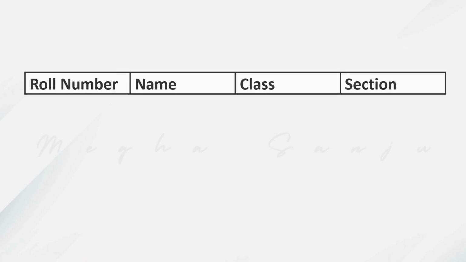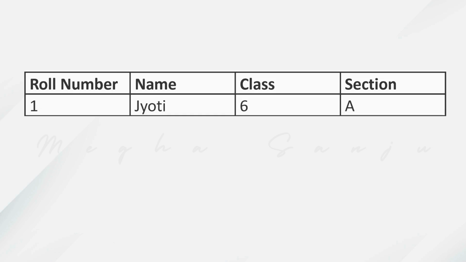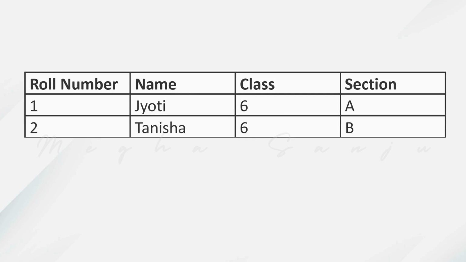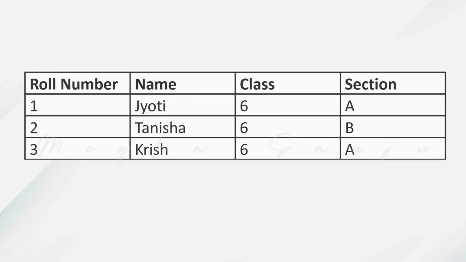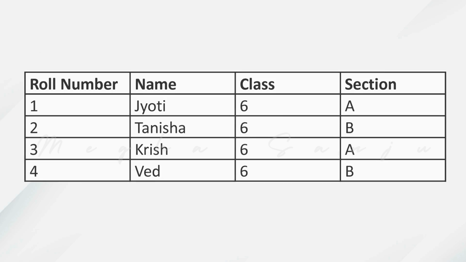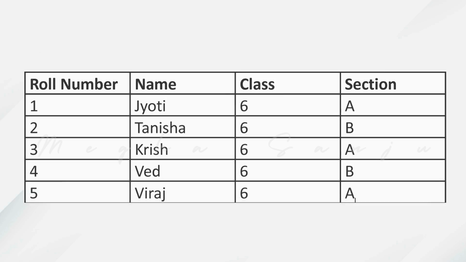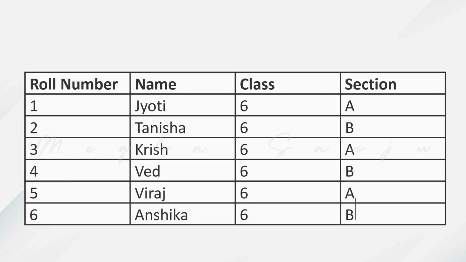Roll number, Name, Class, Section. 1, Jyoti, 6, A. 2, Tanisha, 6, B. 3, Krish, 6, A. 4, Ved, 6, B. 5, Viraj, 6, A. 6, Anishka, 6, B.